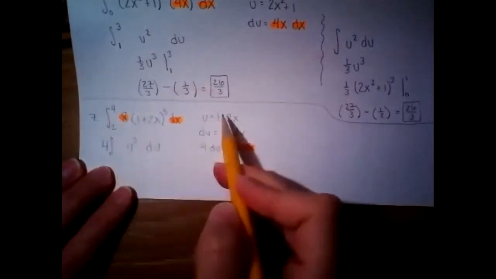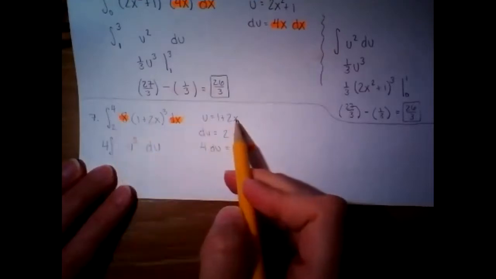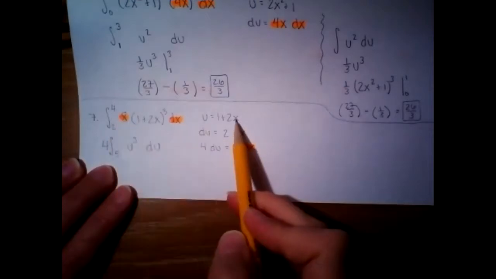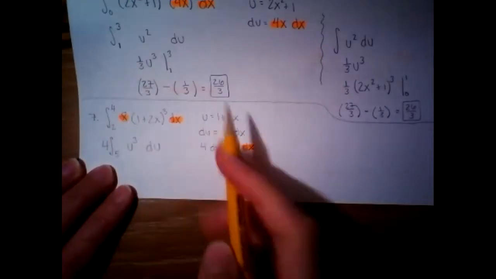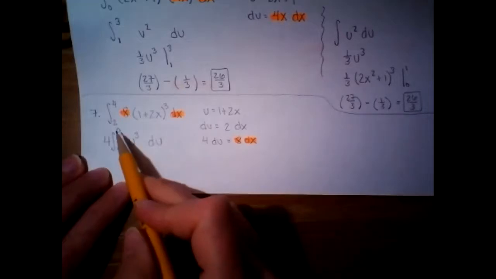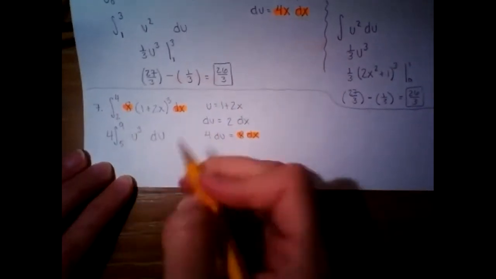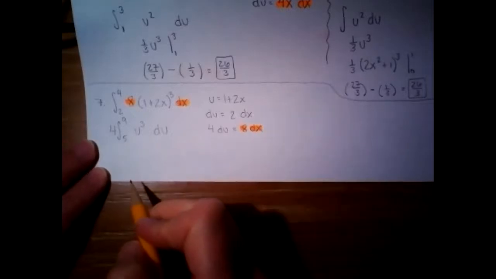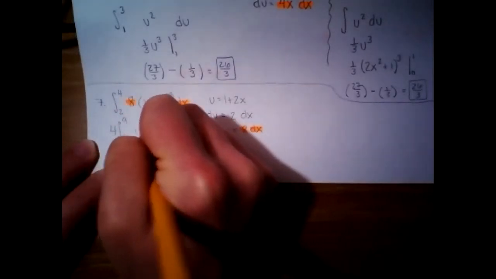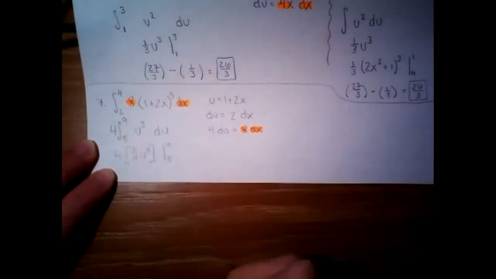And then you just have to change the boundaries, which is easy to do. You just plug these numbers in for x, so plug in for x, you get u. If you plug in 2, you're going to get 5. And if you plug in 4, 4 times 2 is 8, plus 1 is 9. And since you've changed those, you don't have to plug back in this statement at the end. It's less work. So the antiderivative would be 1/4 u to the 4th, from 5 to 9.